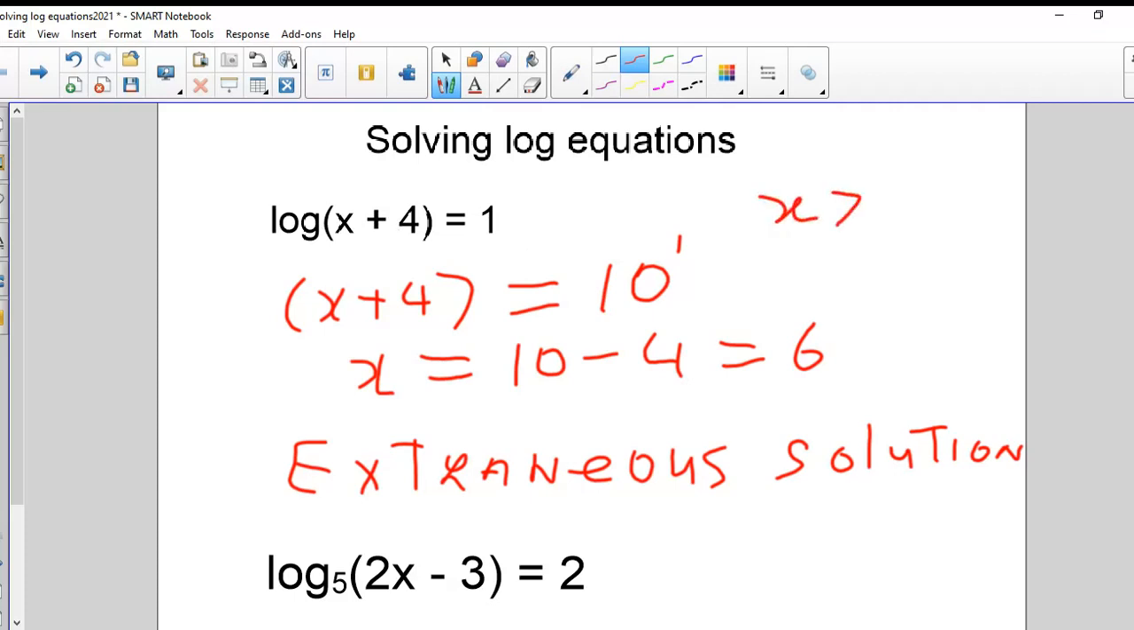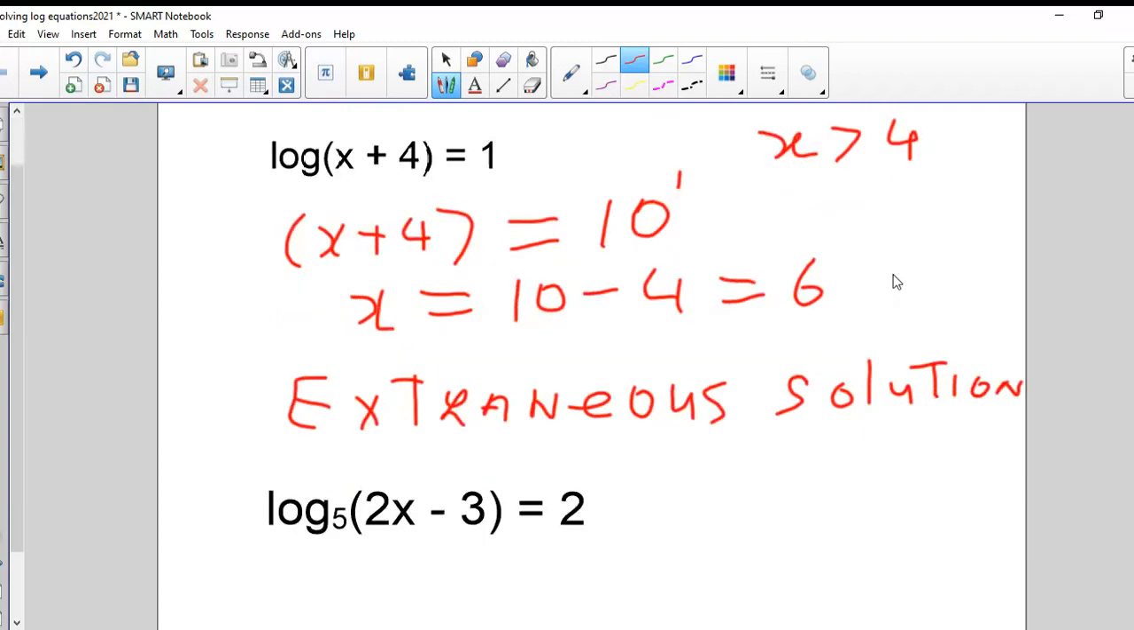Now, the only restriction on this answer is that x had to be greater than minus 4. How do I know that? Because if I took this x plus 4 and said that x plus 4 must be greater than 0, and I want to see what the condition is, then if I subtract 4 from the two sides, x must be greater than minus 4. Yeah, I was saying it wrong. X must be greater than minus 4.